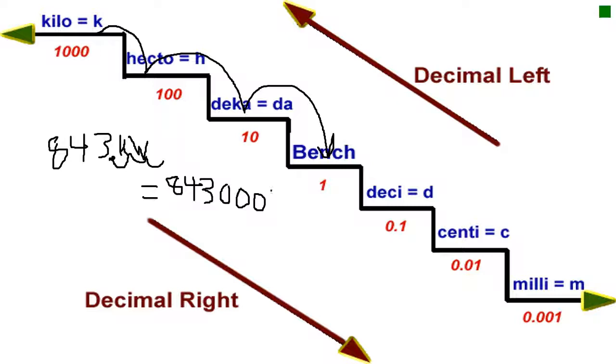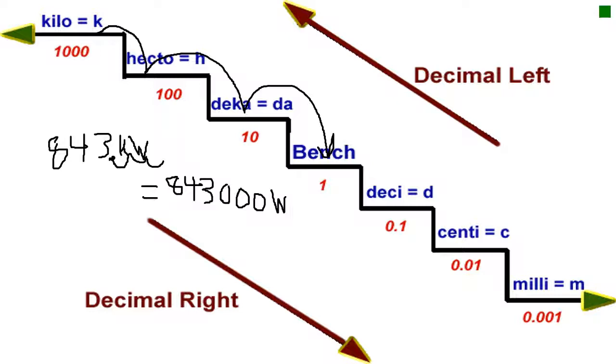And we'll put this as watts. So 843 kilowatts is equivalent to 843,000 watts. And I hope this helps with your conversions.